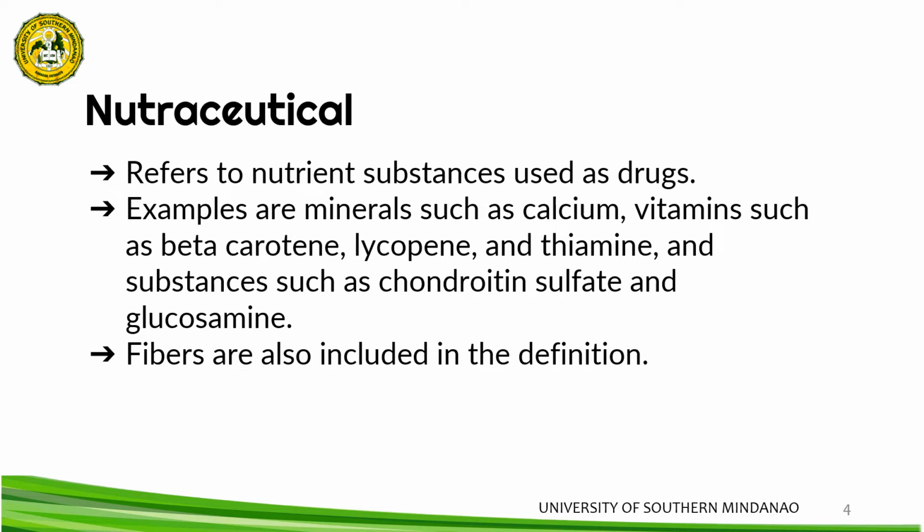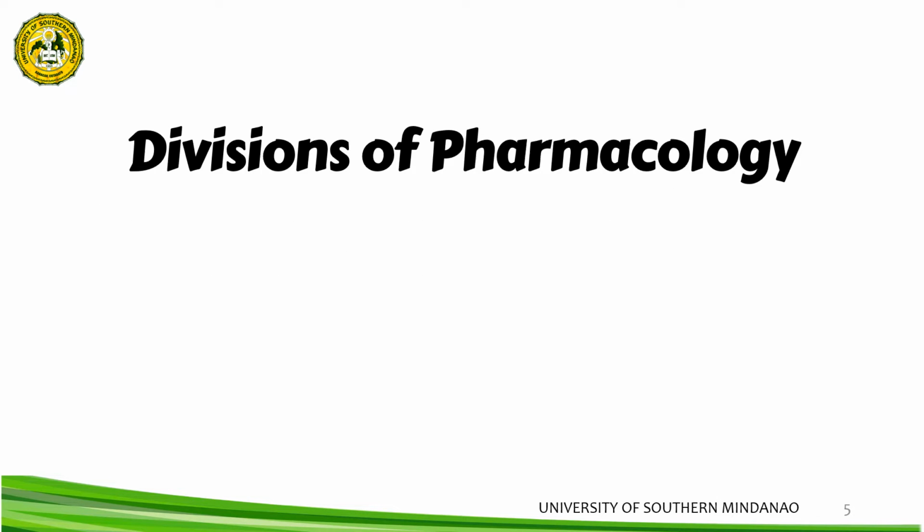When we differentiate a nutraceutical from a drug or a pharmaceutical, usually in healthcare, the pharmaceutical is from a synthetic source, whereas the nutraceuticals are again derived from either a plant source, an animal source, or a mineral source. Moving on to the divisions of pharmacology, we have 4 general divisions of pharmacology.